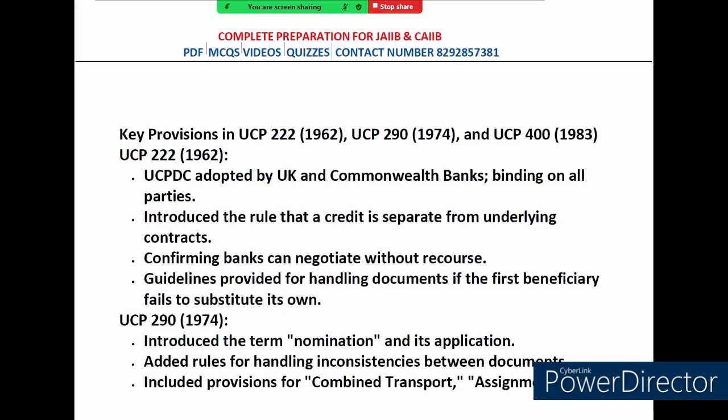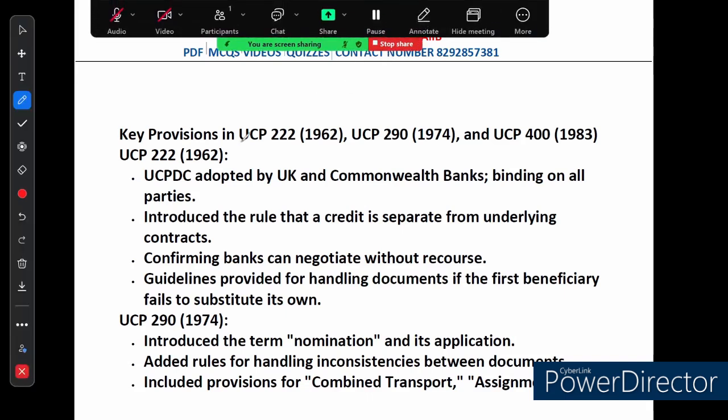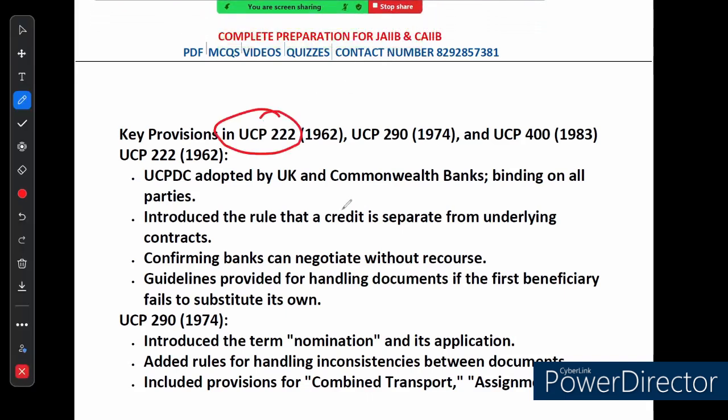So far we have discussed the early versions of UCP. Now let's move forward in time and see how the rules evolved in the 1960s, 1970s and 1980s. We will start with UCP 222, which came out in 1962.